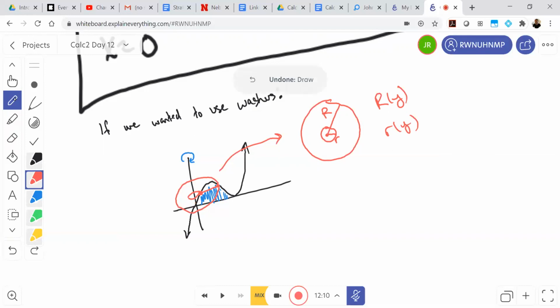And so we would have to set up an integral as y goes from something to something of pi times that big R of y squared minus pi times that little r of y squared. And then the question is, what are these somethings? We have these bounds of integration and we have these radius functions that we have to figure out.